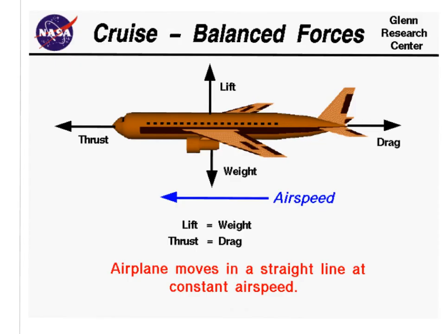Here is an example of an object in equilibrium. Its forces are balanced. The sum of all the forces in the x direction equals 0, and the sum of all the forces in the y direction equals 0. We have drag and thrust for the x direction. We have lift and the weight, force of gravity, in the y direction. Its airspeed is this way. The airplane is moving in a straight line at a constant airspeed, therefore the forces are balanced and it is in equilibrium.